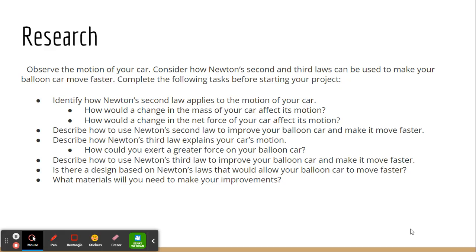Describe how Newton's third law explains your car's motion. How could you exert a greater force on your balloon car? Describe how to use Newton's third law to improve your balloon car and make it move faster. Is there a design based on these Newton's laws that would allow your balloon car to move faster? If so, what materials will you need to make those improvements? Lots of things to think about, and remember to write these answers down in a notebook somewhere.